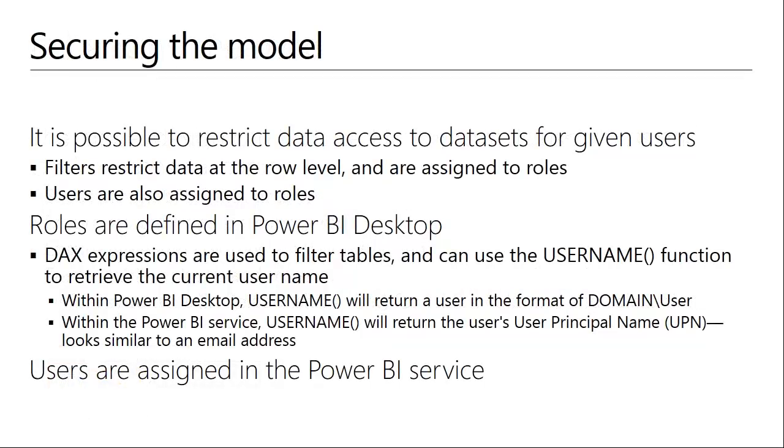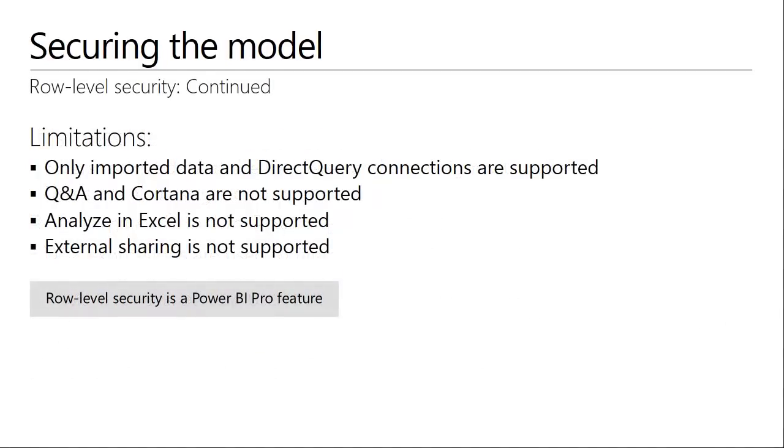It is possible to secure the model by restricting data access to the dataset for given users. Filters can be used to restrict data at row level and are assigned to roles that you define within the Power BI Desktop file. Once published, it is possible then to assign users to these roles. Limitations with row-level security include only imported data and direct query connections are supported. Q&A on Cortana is not supported. The Analyze in Excel feature is not supported, and the external sharing of reports based on these datasets is not supported. Row-level security is a Power BI Pro feature.